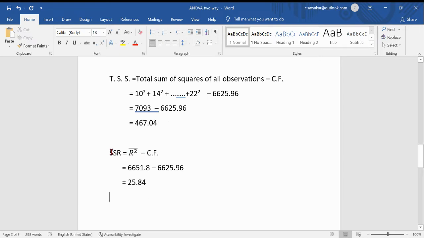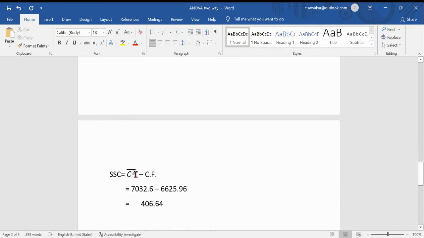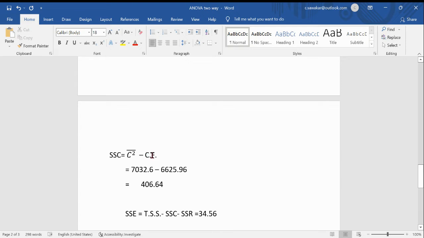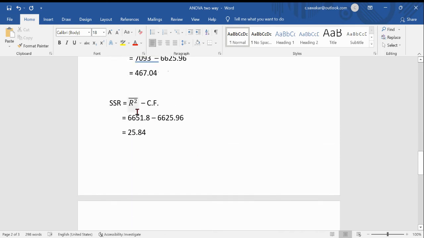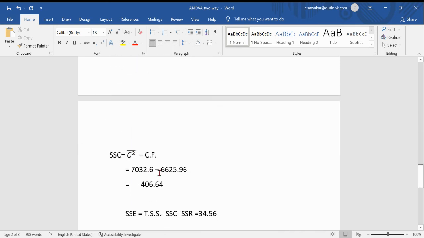Now the next step is calculating SSC. How will the formula change? In place of R there will be C, that is SSC, the sum of squares across the columns. So it will be C square bar minus the correction factor. C square bar we have also calculated already, so we'll just substitute it. So 7032.6 minus this correction factor, and that comes out to be 406.64.